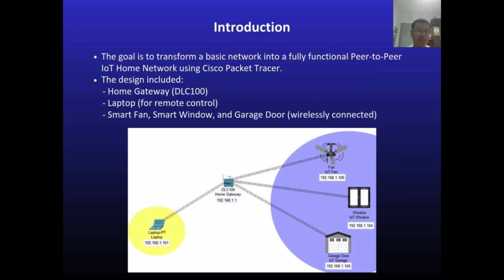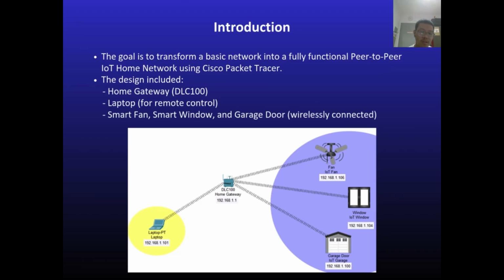To start, I arranged all the devices in Cisco Packet Tracer: the home gateway, the laptop, and smart devices. I used several smart devices, including a fan, window, and garage door, all connected to one home gateway, and a laptop used to control these devices remotely through the IoT dashboard. The focus of the lab was not only to connect the devices, but to understand how IoT communication and centralized control work together.